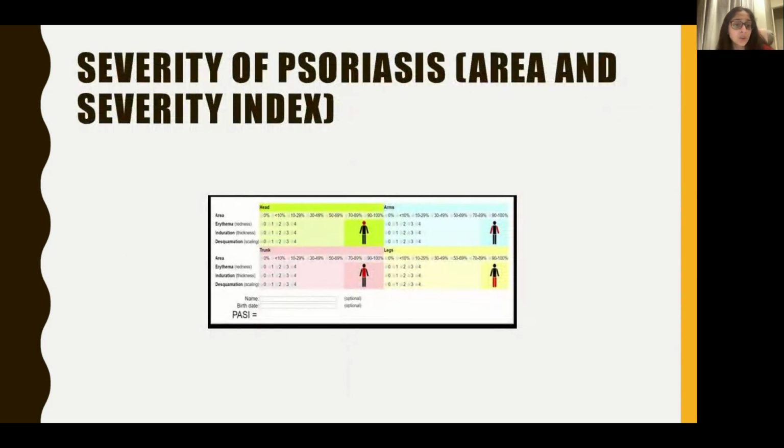So a common scoring that we use for psoriasis is the PASI score. So what this does is it separates the body into the head, arm, trunk, and legs, and rates the severity in terms of how much area is covered, how much erythema there is, the thickness of the scale present, and the amount of scaling present. And this all relates to a score called the PASI score, which indicates the severity of the psoriasis and also helps determine what treatment we would give.